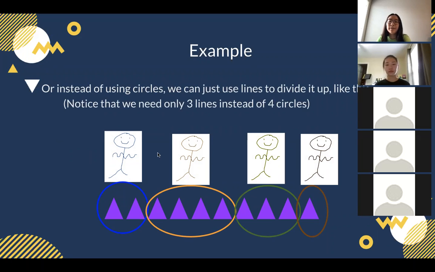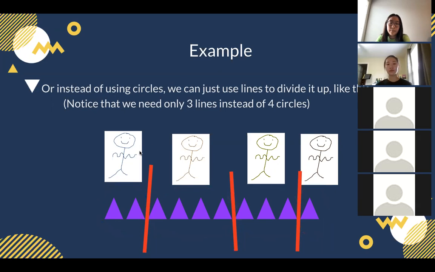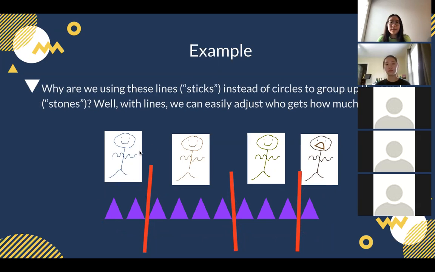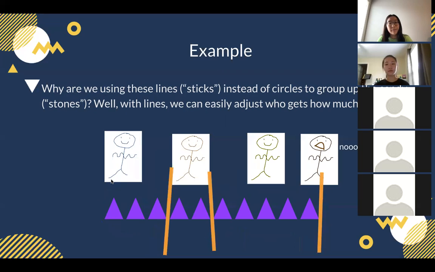But a better way to do this instead of circles is going to be lines. You should note that we're going to need 3 lines to divide it up among 4 people. And why are we using the lines instead of circles? Well, with the lines, you can easily adjust who gets how much candy. Say first person gets 3 candy, second person gets 2 candy, third person gets 5 candy, and poor little guy in the end has no candy.